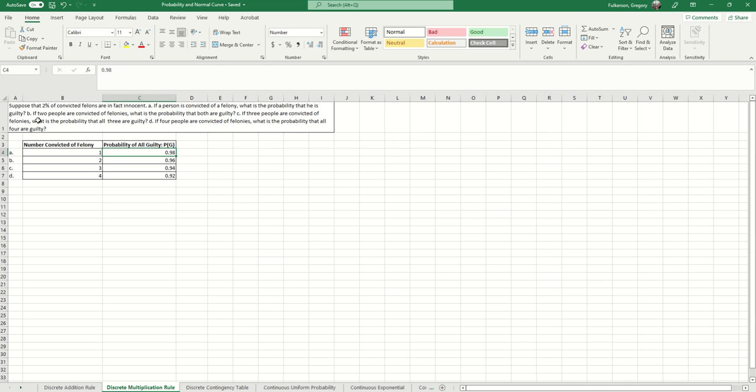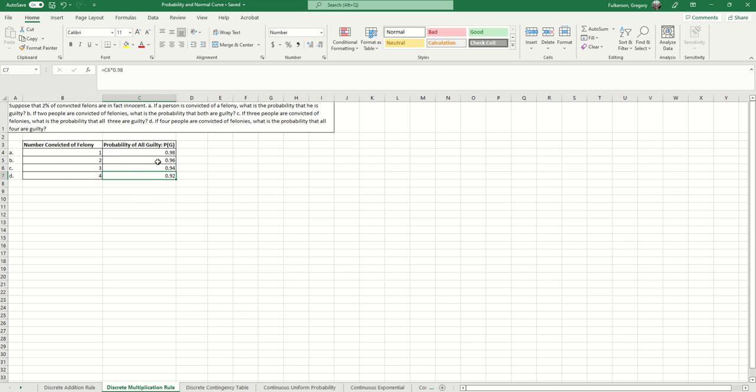But what if we look at two people convicted of felonies? So here they both have to be guilty. We're going to use the multiplication rule. So we're going to start with one person, multiply it again by 0.98. So two people, 0.98 probability is 0.98 times 0.98. That gives us 0.96. And then we continue that way when we add our third person and our fourth person.